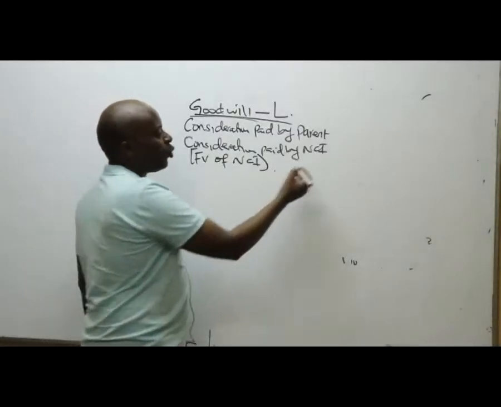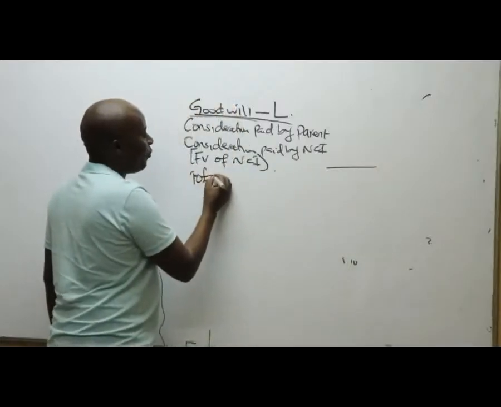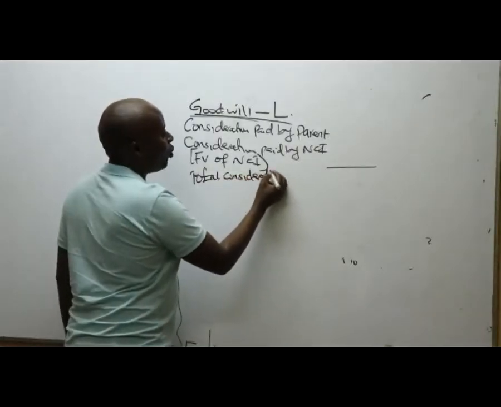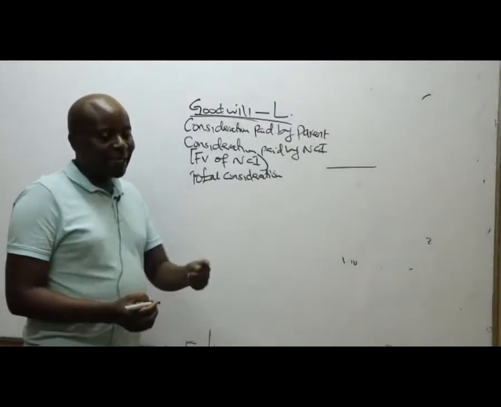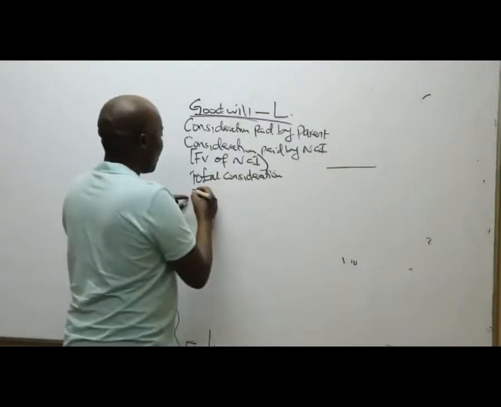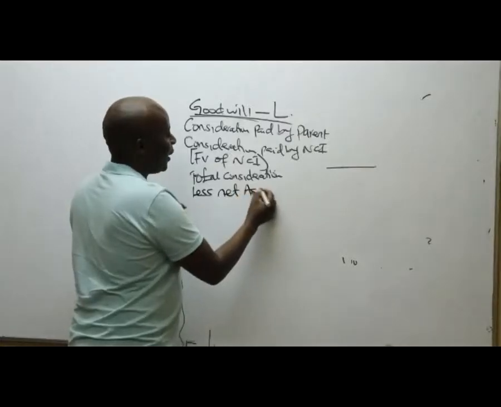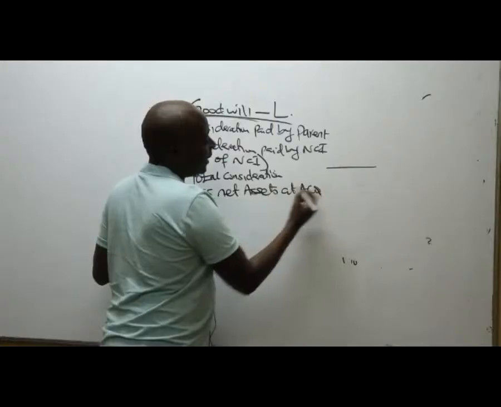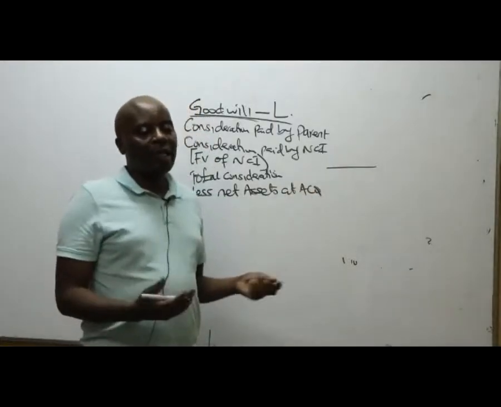And then, of course, the two will give me the total consideration here. So once I have the total consideration, then I'll come and less the net assets at acquisition. Fortunately, this was a good examiner. He gave us the net assets at acquisition.